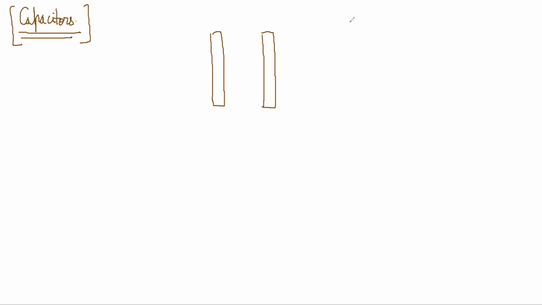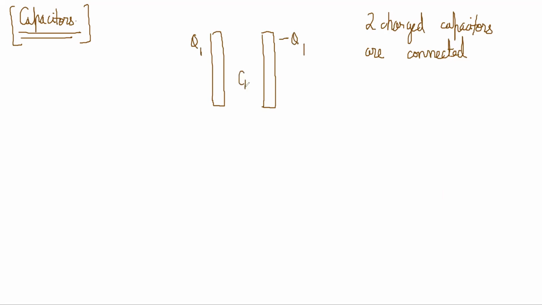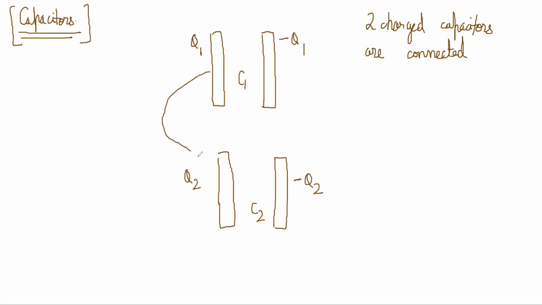What is the setting? What is happening? Basically, when two charged capacitors are connected to each other, they share charges till they acquire a common potential. So suppose Q1 and minus Q1, and this is C1, and then there is Q2 and minus Q2, and this is C2, right? These two charged capacitors are going to be connected to each other. Now you can connect it like this.